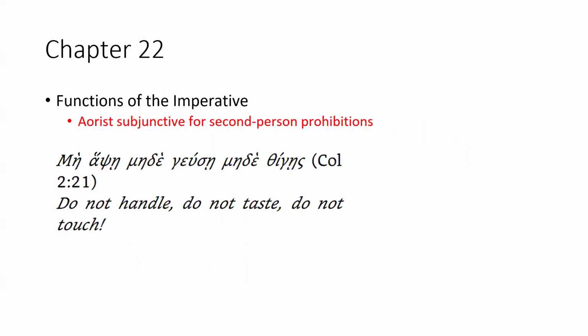Aorist subjunctive for second person prohibitions. Here are some examples. Mē hapsē, mēde geusē, mēde thigēs. Do not handle, do not taste, do not touch. You've got second person prohibitions with the aorist subjunctive.